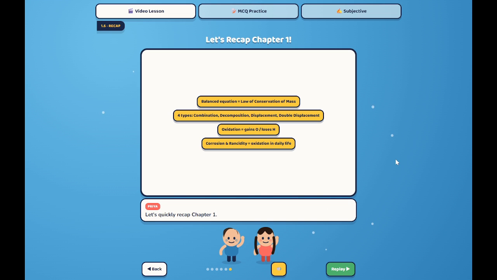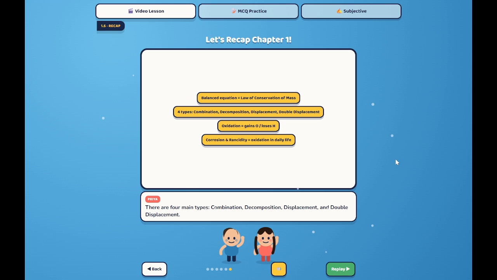Let's quickly recap Chapter 1. A balanced chemical equation follows the law of conservation of mass. There are 4 main types: combination, decomposition, displacement, and double displacement. Oxidation means gaining oxygen or losing hydrogen, and it shows up in daily life as corrosion and rancidity.